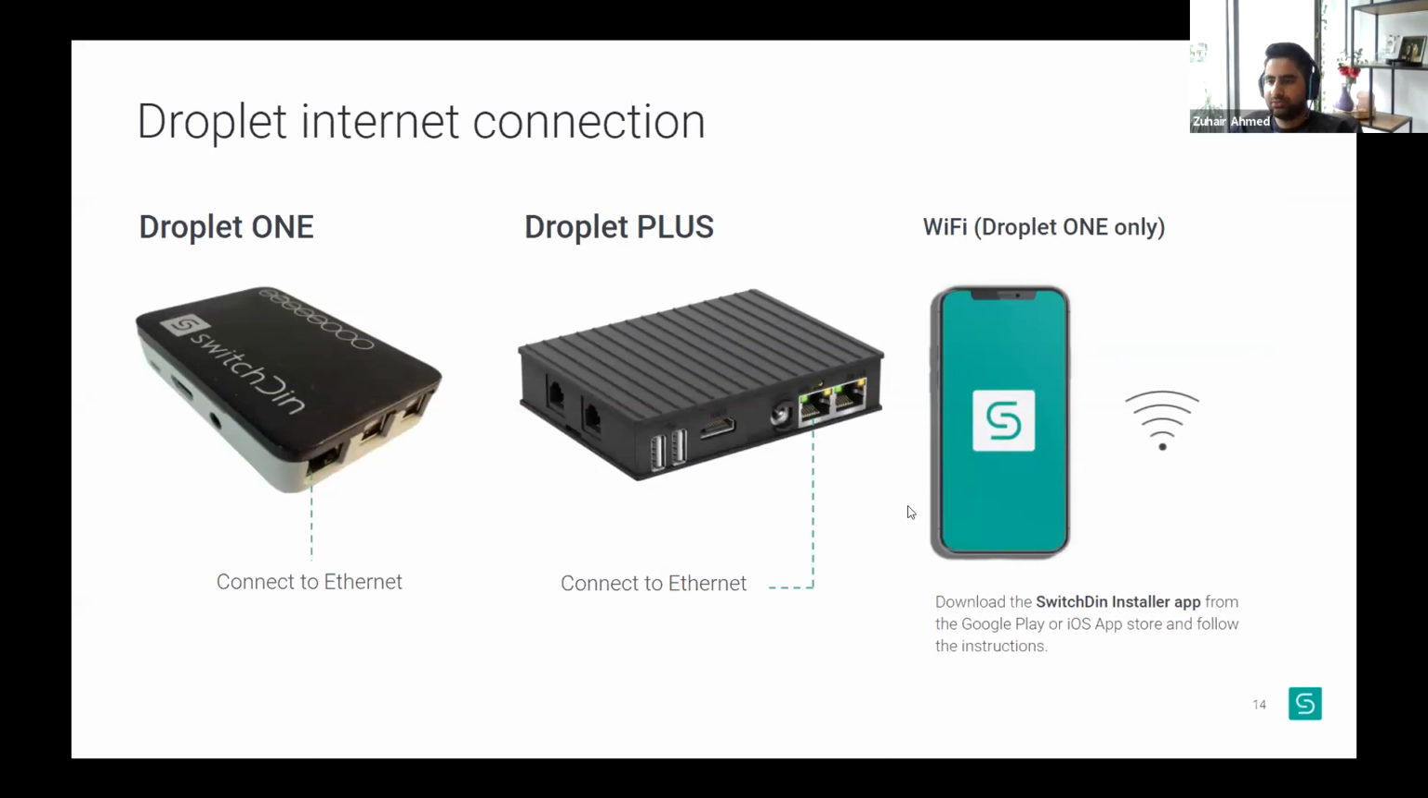To configure these droplets, the SwitchDin installer app is required. It's available on both app stores, Apple and Google. The smartphone or tablet running that app needs to also have a valid internet connection throughout the process. And the user needs to make sure that they have the latest version of the app as well.